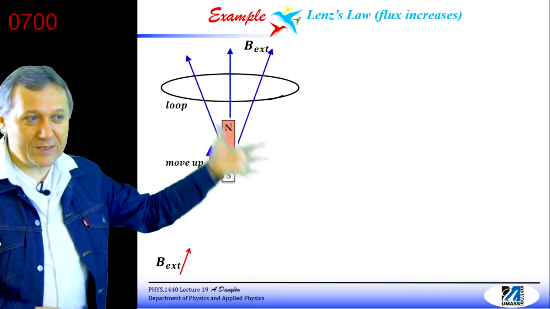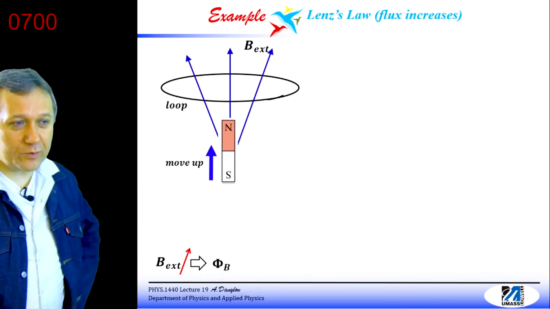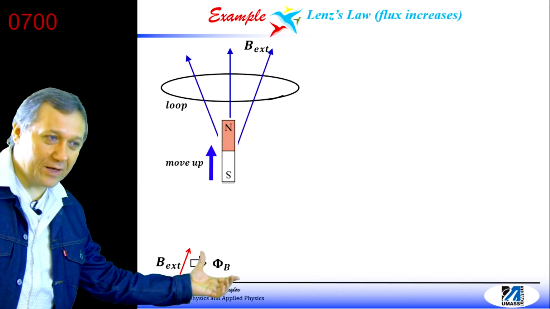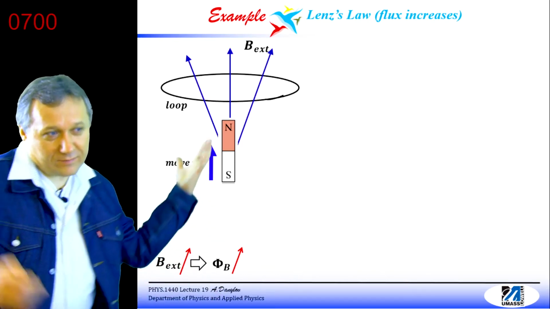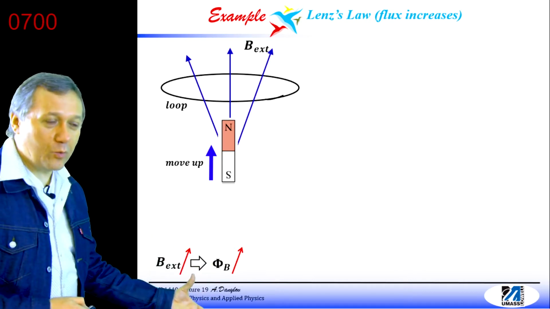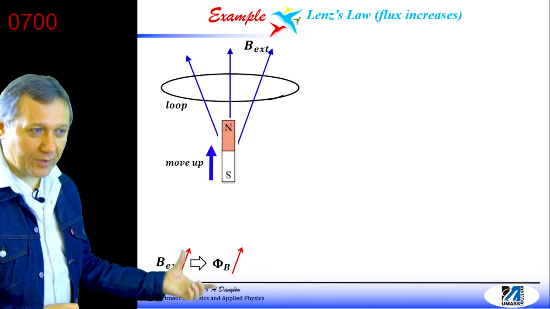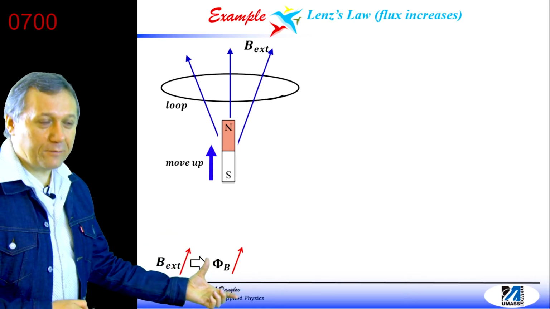Because flux is B A times the cosine of the angle between them, the flux is also increasing. So magnetic flux is going up. Again, this arrow up means it's growing. Okay, so once we know what happens to the magnetic flux, now we are ready to start applying Lenz's rule. So here the flux is increasing.